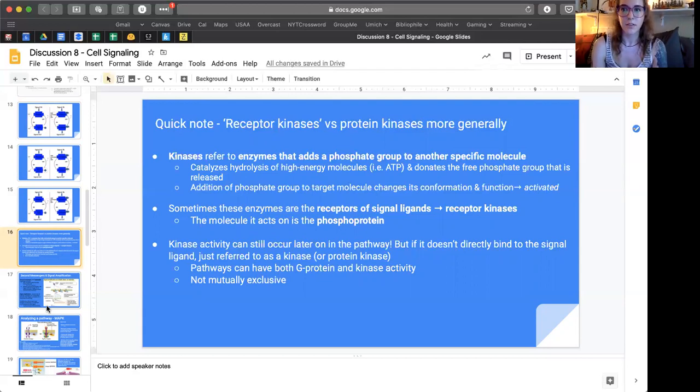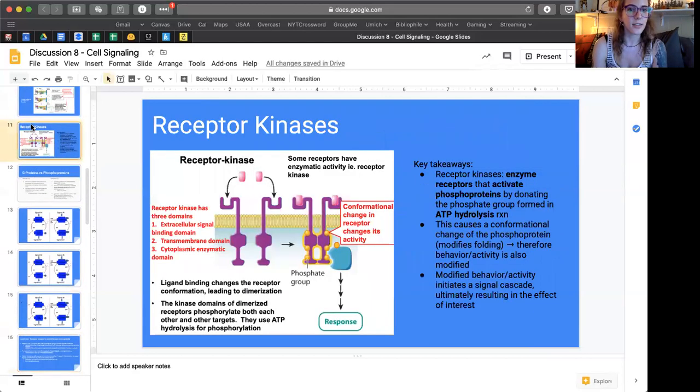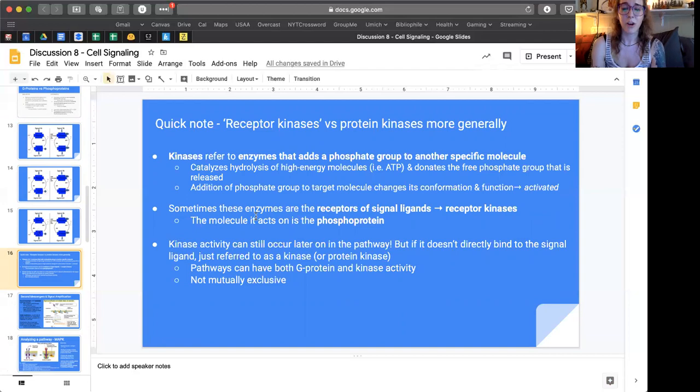So sometimes those enzymes are receptors of the signal molecule, which we saw just recently in the slide here. It's a receptor, but it's also a kinase because it's able to catalyze this reaction. But we can also have kinase activity acting later on in the pathway that's not actually receiving a signal, but using phosphorylation as a method for some other change that we care about. So in that case, you'll just see that referred to as kinase or protein kinase. Those are equivalent terms. So just remember that receptor kinases are just a subgroup of kinases that refer specifically to the ones that are binding the signal as well as causing that phosphorylation of the phosphoprotein.